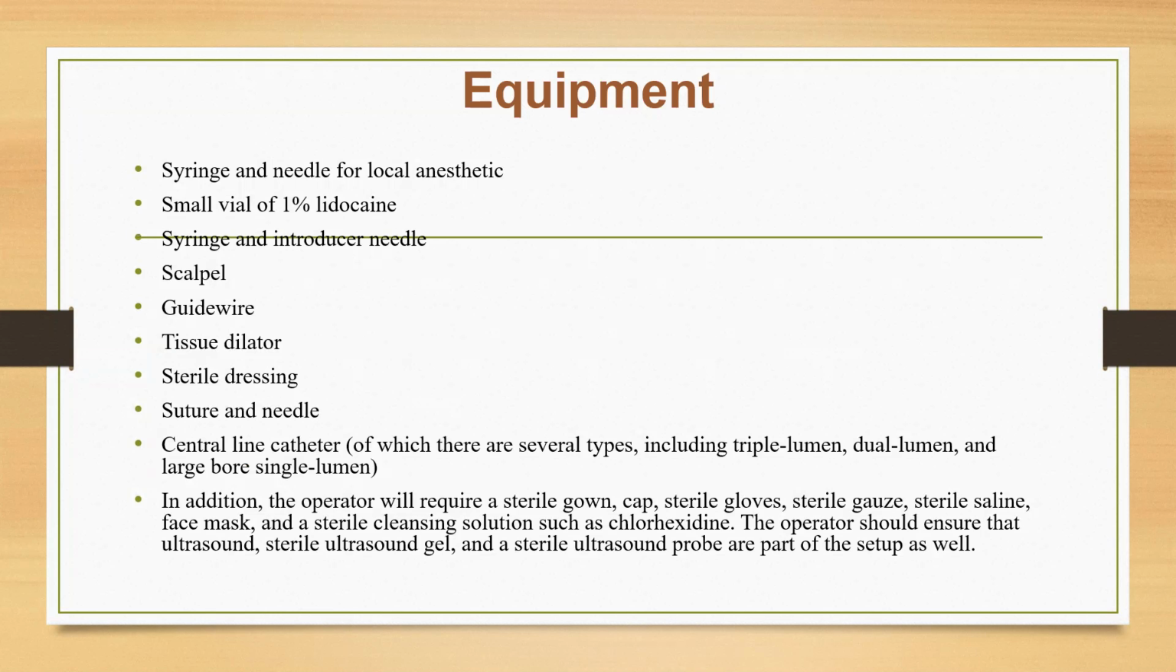Equipment: we need a syringe and needle for local anesthetic, a small vial of 1% or 2% lignocaine, a syringe and introducer needle, scalpel, guide wire, tissue dilator, sterile dressing, suture and needle, and a central line catheter, of which there are several types, including triple lumen, double lumen, and large bore single lumen.